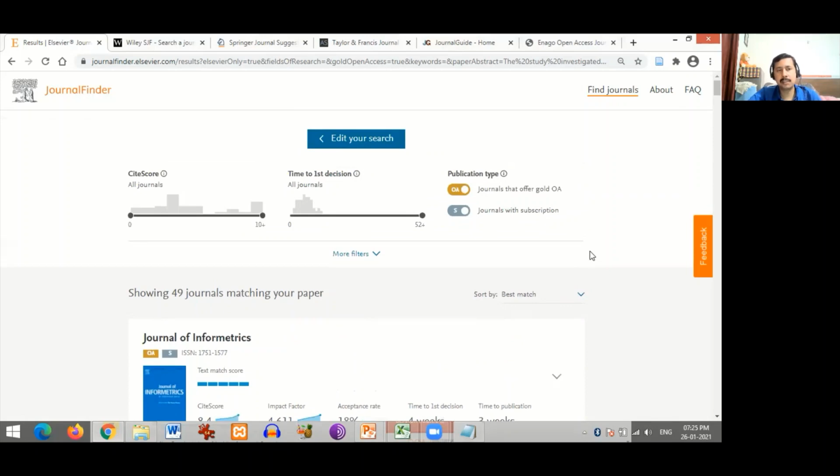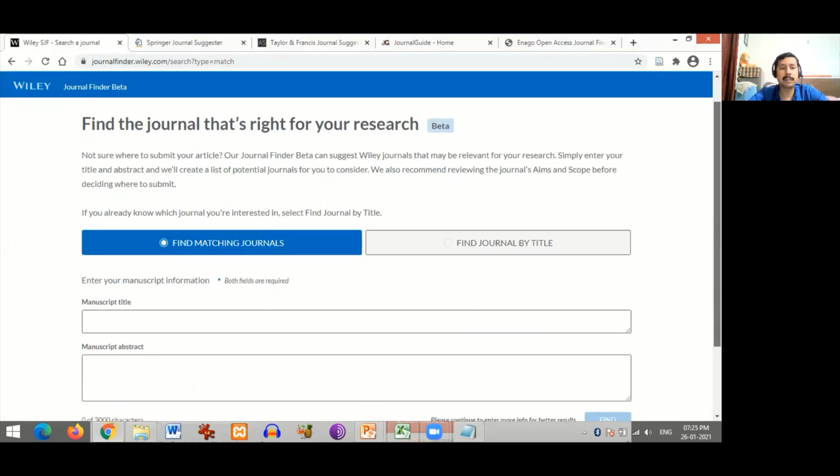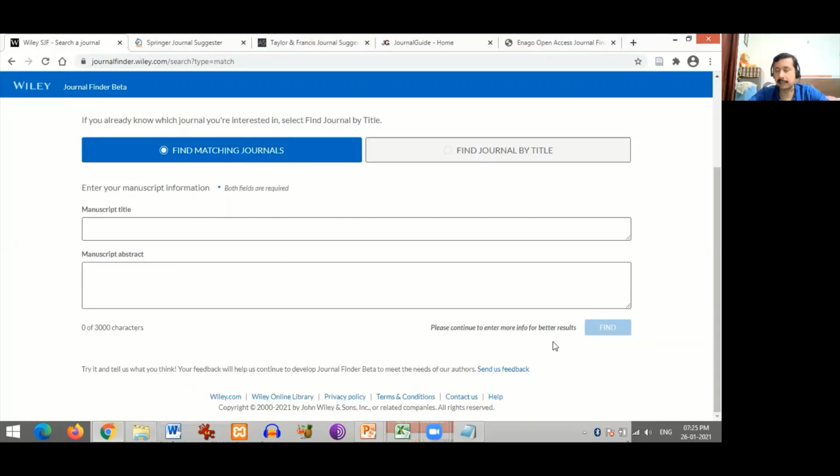This is about the journal finder service of Elsevier. I showed this as an illustration. Similar services are available with Wiley. You can enter the manuscript title, you can enter the manuscript abstract, click on the find button to find the best suited journal for your article.